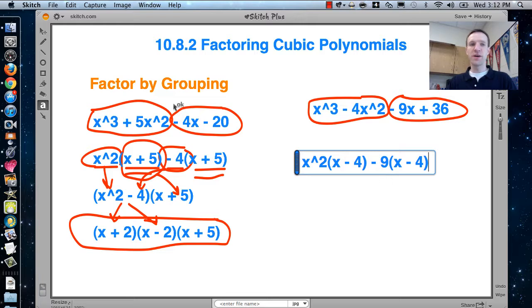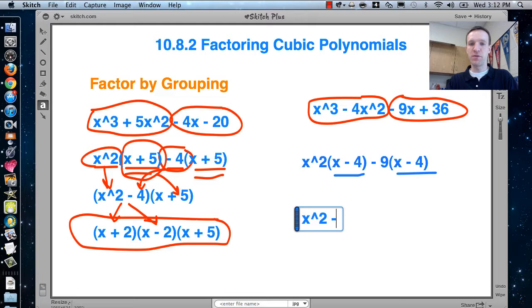Okay? Now that we've done that, you're going to notice that I have x minus 4 and x minus 4 again. Those are the same. So when I rewrite my final answer down here, I'm going to take this x squared and I'm going to do minus 9. That comes from the two parts that are outside these parentheses. And that becomes one parenthesis grouping, and we're going to multiply that by what we have in common, which is x minus 4.